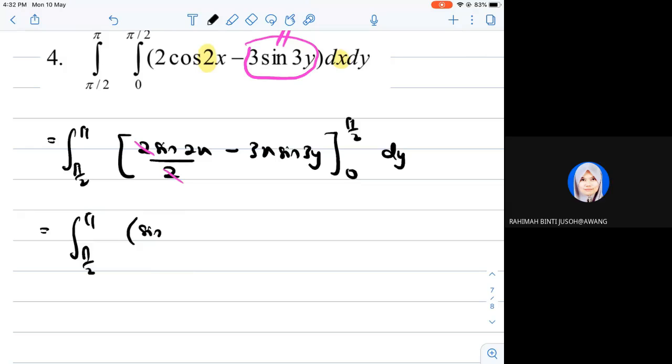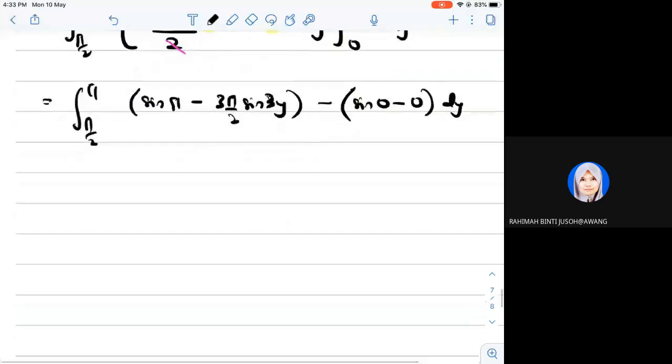Sin 2 times pi over 2. 2 times pi over 2 becomes sin pi. Minus 3 pi over 2 sin 3y. Be careful, now you substitute into x, not y, because this is the value of x. So substitute into this x. Okay, so minus, substitute 0, sin 0, minus 3 times 0 is 0, dy. Okay, so sin pi also 0.